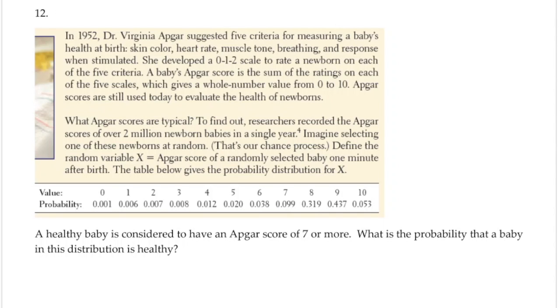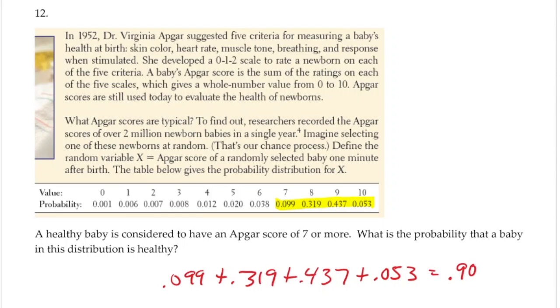Well, the answer comes from adding up all the numbers from 7 to 10 healthy babies. 0.099 plus 0.319 plus 0.437 plus 0.053. And you're going to find that the vast majority of babies are born healthy. It's 0.908. Of course, that doesn't mean that the other babies are going to die. It just means that they might need some immediate medical attention.